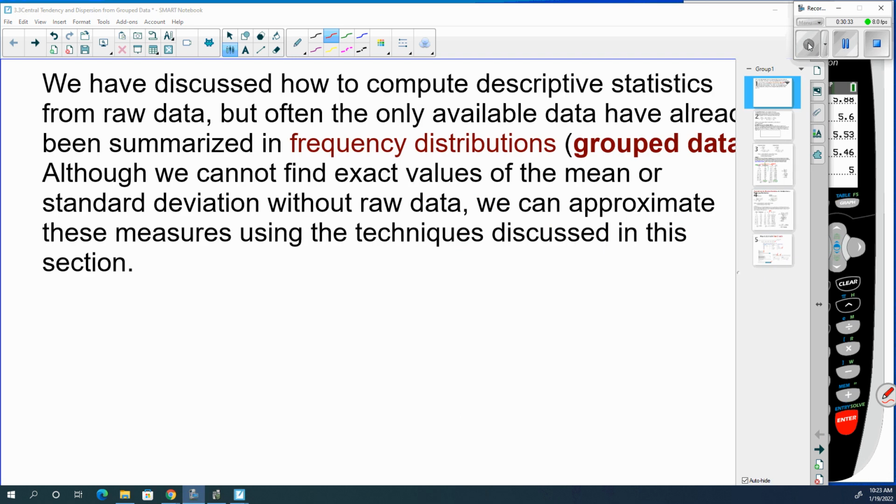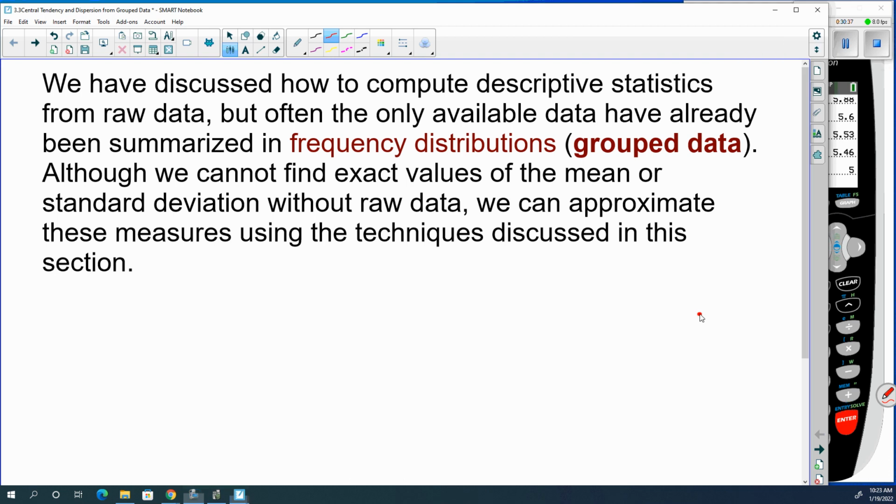Okay, so on the 3-3, we've discussed how to compute descriptive statistics from raw data. That would be like finding the mean, the median, the mode, the standard deviation. But often the only available data we have has already been summarized in frequency distributions or grouped data. So maybe you don't have the raw data, you don't have everyone's shoe size, you don't have everyone's test scores. You just have the summary of the data.